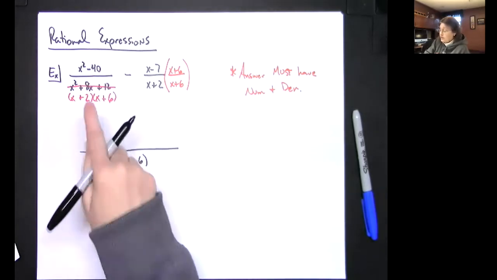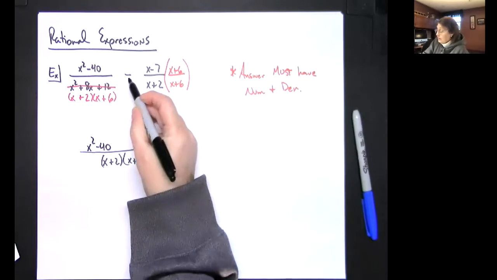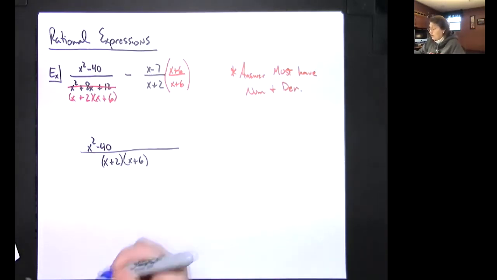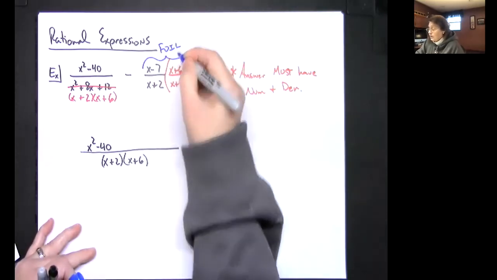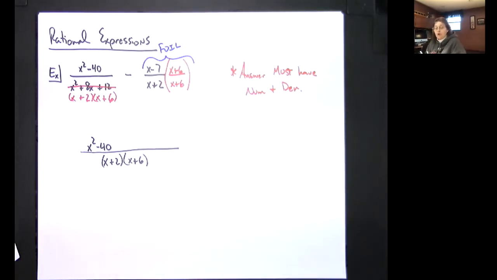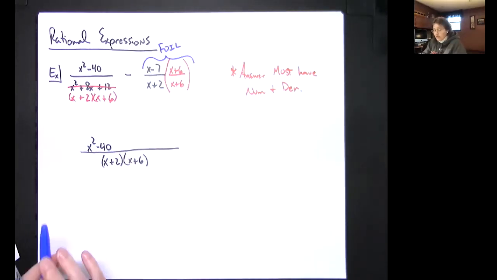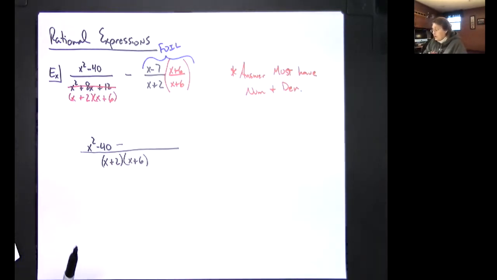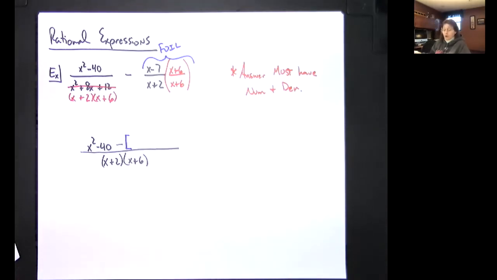This part doesn't have to change. I didn't have to do anything to this first fraction, so x squared minus 40. Now this is minus this quantity, and what's going to happen right here is I have to FOIL that out, which means I'm going to have multiple terms. All of those terms are going to come after the minus sign, so I really need to remember that I need square brackets right here when I do my FOIL.